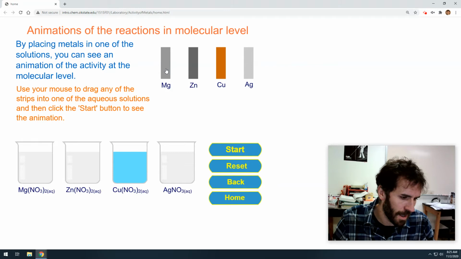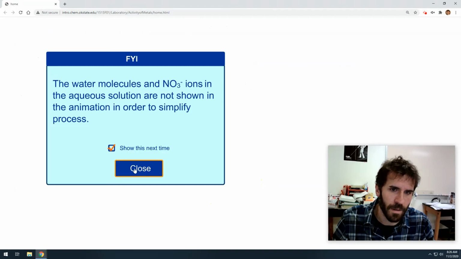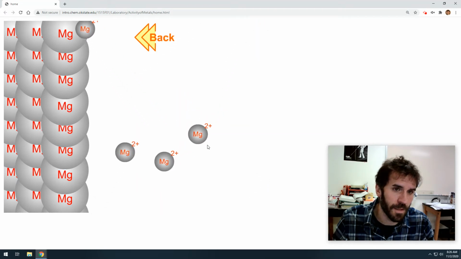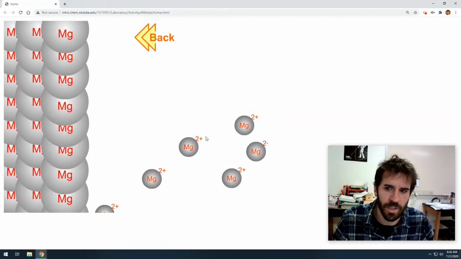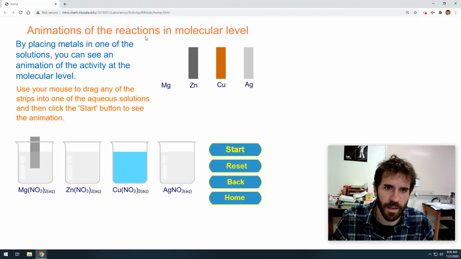So if we try our magnesium, putting it into this reaction, the water molecules and the nitrate ions, the nitrate are just spectators in this case, are not shown, just to simplify things. And what we are observing in our first beaker is really nothing seems to be changing. And we mentioned there really was no reaction in that case, okay?